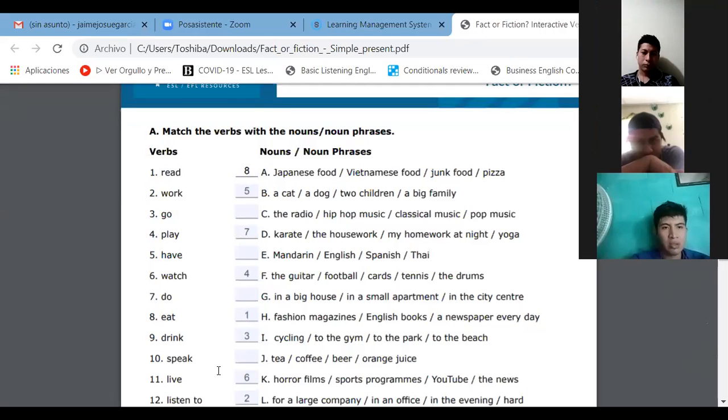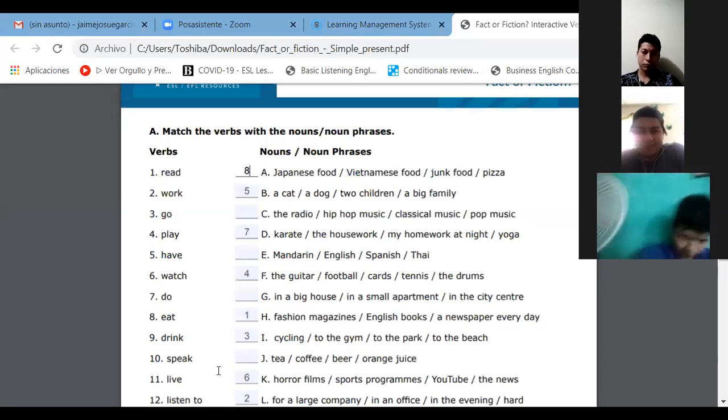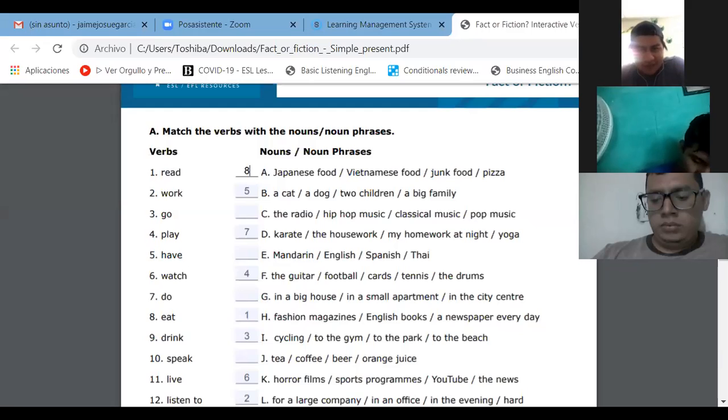Teacher, what is junk? Junk is a junk food. Junk food refers to burgers, hamburgers, hot dogs. Pizza is junk food. Chatarra. Comida chatarra. In Spanish, chatarra. Yes. Okay. Fast food. Not healthy food.